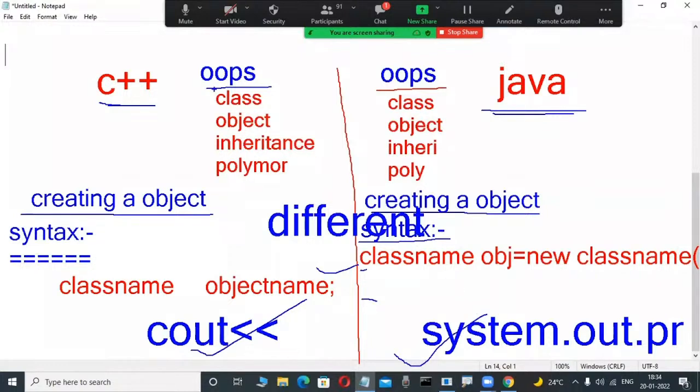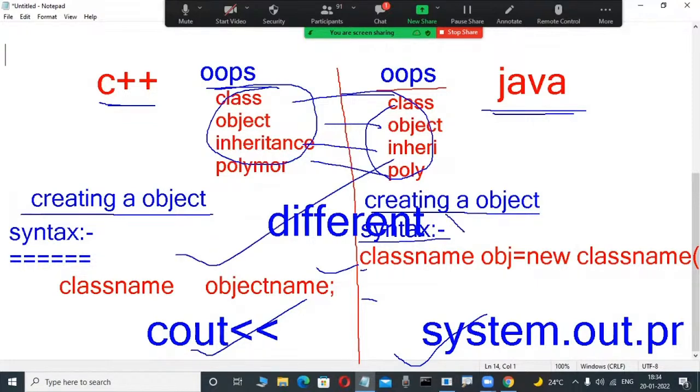Functions are also totally different in these two object-oriented languages, but conceptually the OOP concepts are the same. What is a class? What is an object? What is inheritance? What is polymorphism? Same, but syntactically totally different. Why? Because those are two different languages, two different products from different companies, and that's why functions and syntax are different.